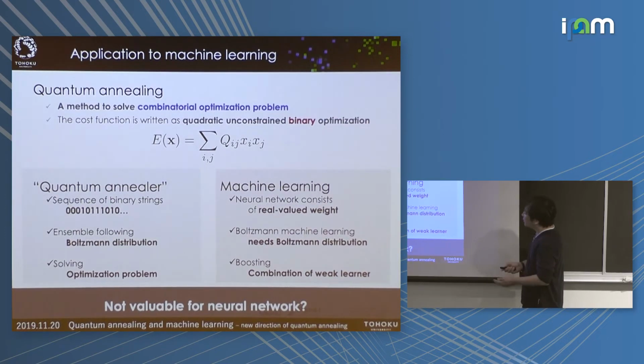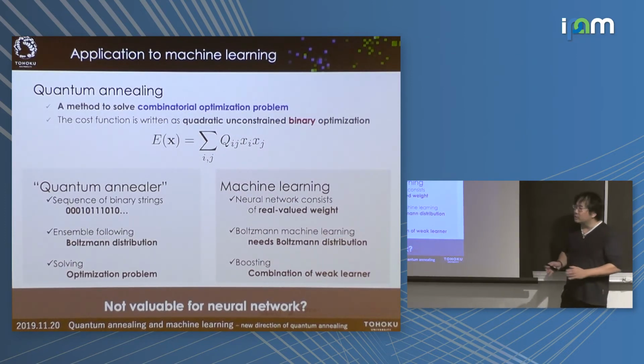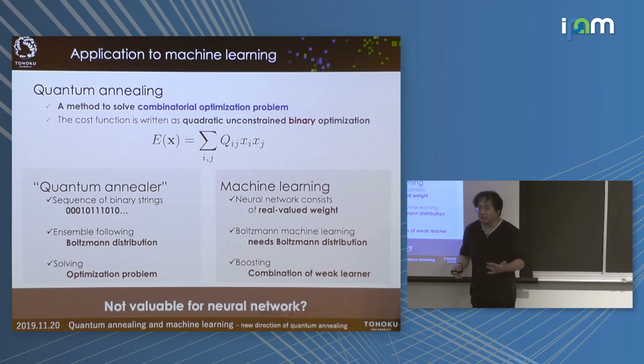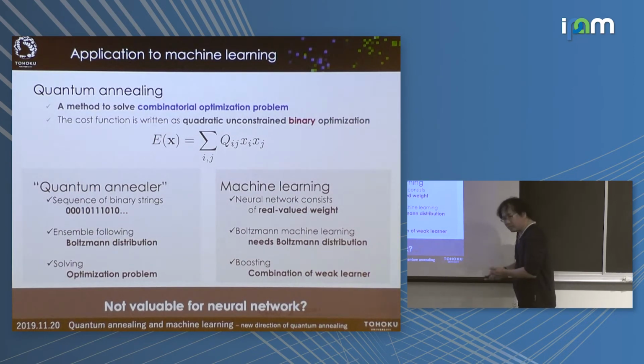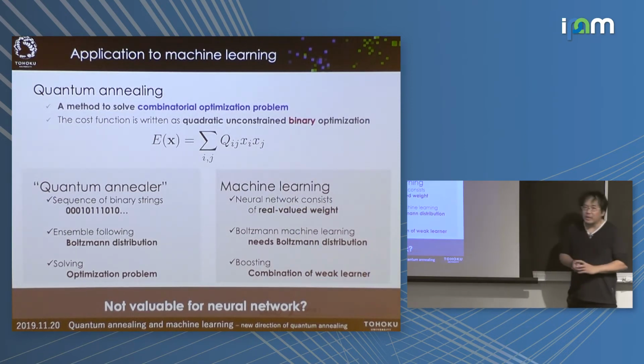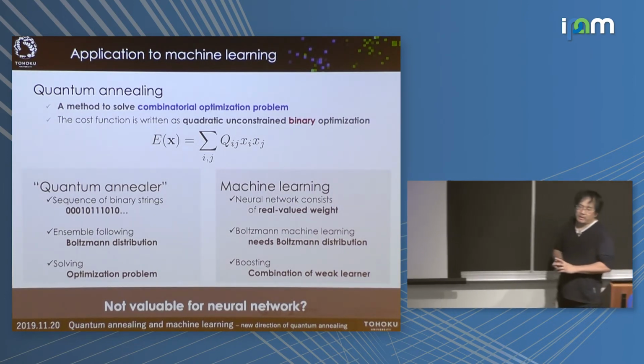And the third one is boosting. Boosting considers the combination of weak learners, so in that sense we consider a combinatorial optimization problem. The remaining problem is here. Applying Ising variables or quantum annealing to machine learning in those two cases is a good choice, but most users of machine learning are interested in neural networks, whose weights consist of real-valued weights, not discrete variables.